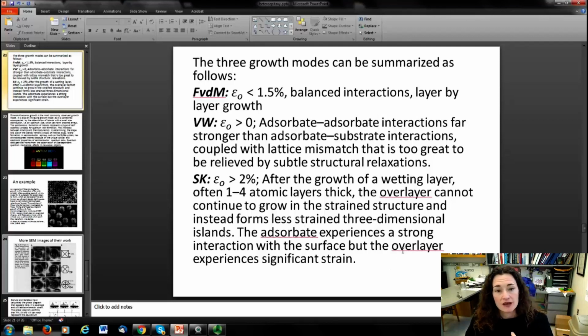Now, for Volmer-Weber growth, however, the adsorbate likes to stick to each other much better than the adsorbate likes to stick to the substrate. And that's coupled with a lattice mismatch that is too great to be relieved by any subtle structural relaxations, and so you just get the formation of these big islands that leads to a rough surface. In SK growth, you have a pretty decent lattice mismatch, 2% or so. And then after the growth of the wetting layer, often 1 to 4 layers thick, the overlayer can't continue to grow in the strain. It's just too much, and it starts to relax and form these islands.